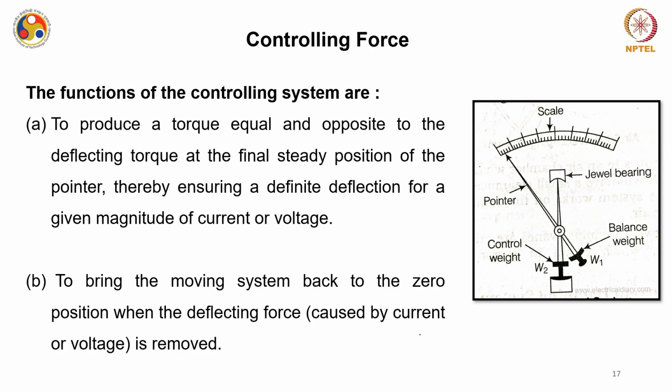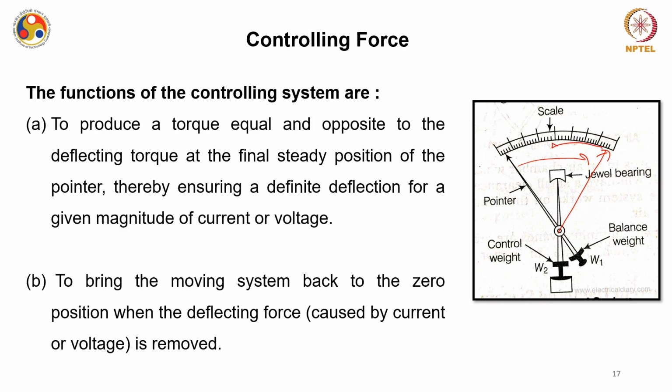Another function of this controlling system is to bring the moving system back to the zero position when the deflecting force, which is the reason behind the deflecting torque, be it current or voltage, is removed. Once these factors are removed, the pointer should be brought back to its original position. If there is no such mechanism, even because of retardation, if it stops at some point, there is no way that it will return to its original position.